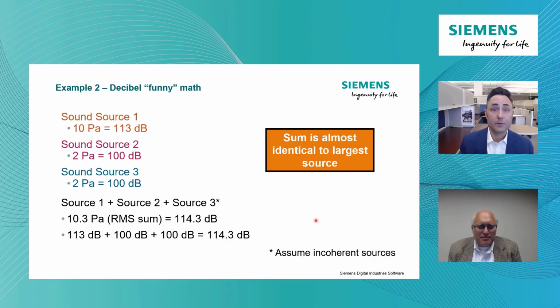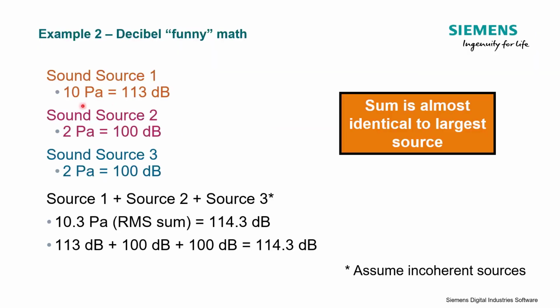So now let's move on to a little bit more complicated example where now I have 3 sound sources and they're all at different levels, okay? Sound source number 1 is 10 pascals or 113 dB. Sound source number 2, 2 pascals at 100 dB. Sound source number 3, also 2 pascals, 100 dB. What do you think I'm going to get if I sum source 1 plus 2 plus 3? I've got them all running at the same time.